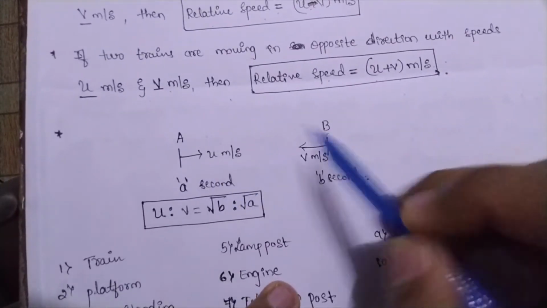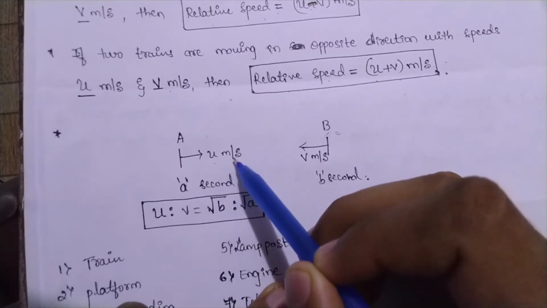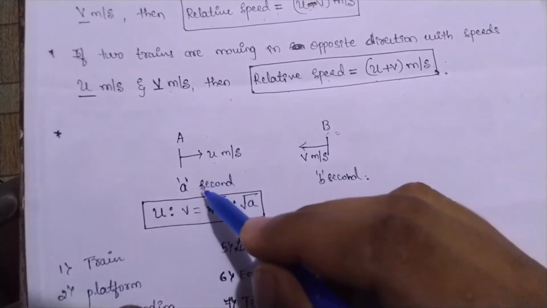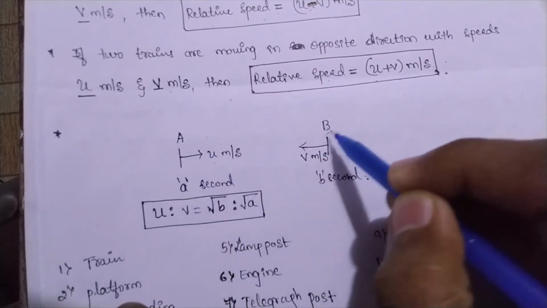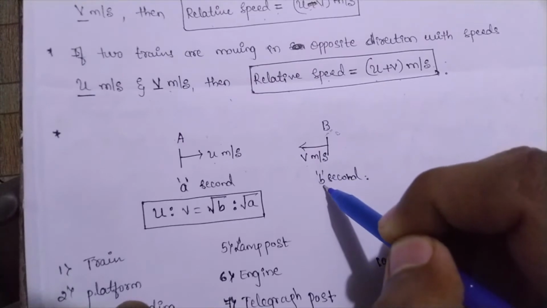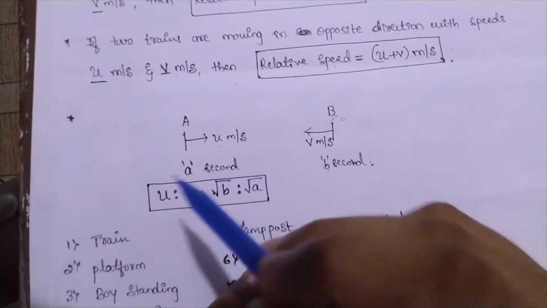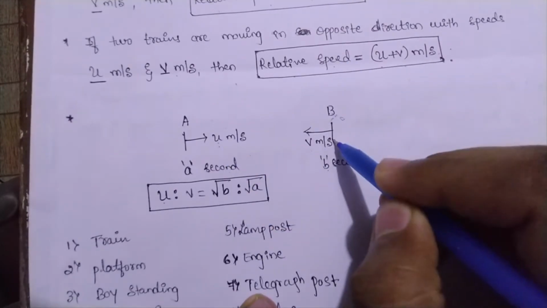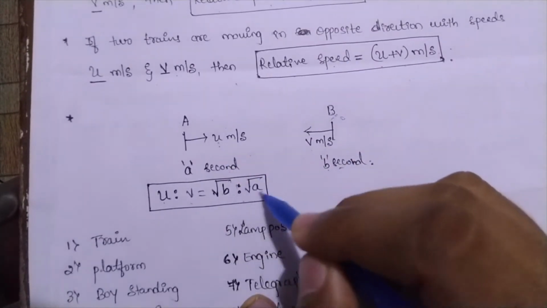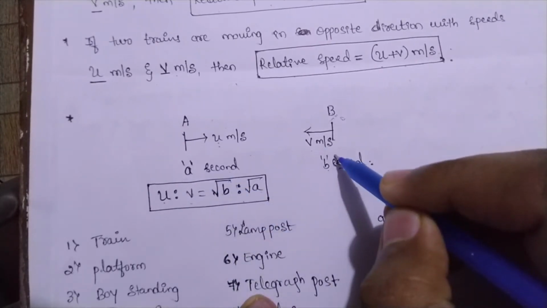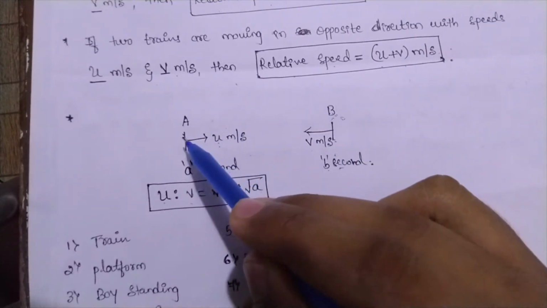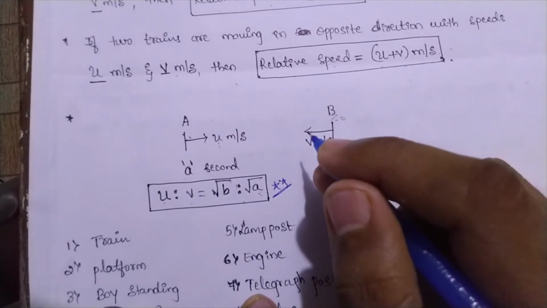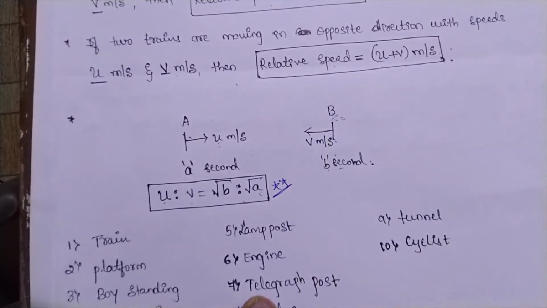Let us consider two trains, A and B, moving with the speed of u meter per second and v meter per second respectively. Let A take a seconds to reach the position of B, and B take b seconds to reach the position of A. Then the ratio of the speeds v to u is given by square root of b to square root of a, that is, the square root of the time taken by B to reach position A and the time taken by A to reach position B. This is a very important direct formula, and we use it as a note.